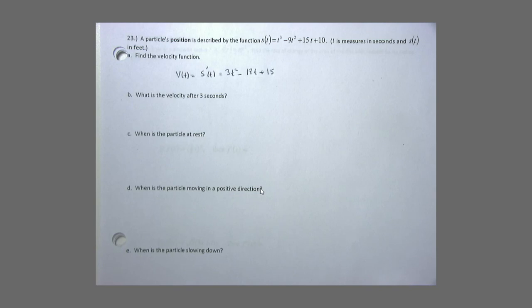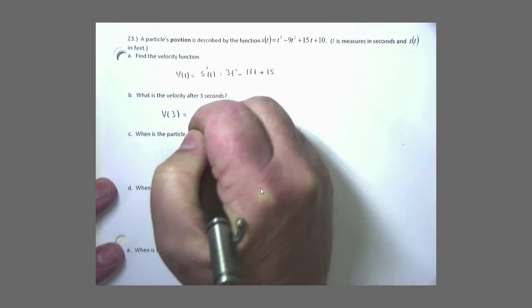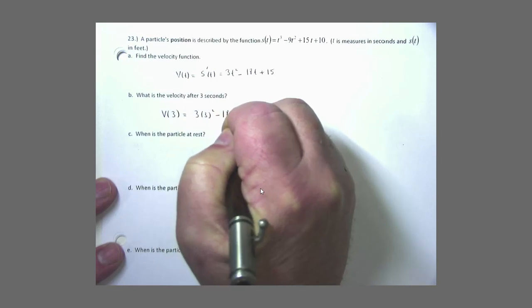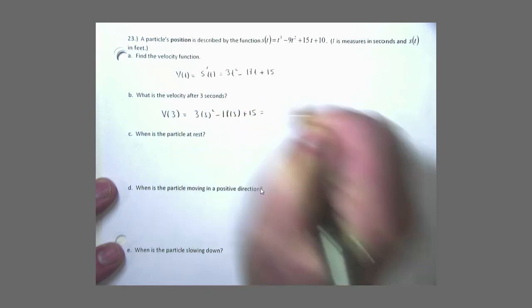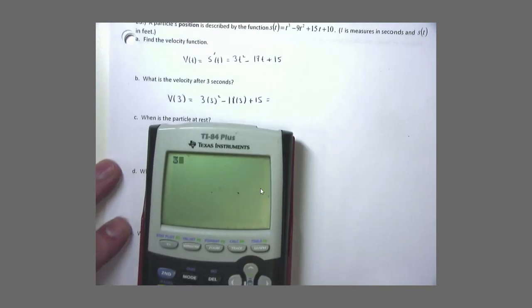Part B. Again, these are word problems. What's the velocity after 3 seconds? Well, what am I going to do? Plug in 3. So v of 3, velocity at 3 seconds. This would be 3 times 3 squared minus 18 times 3 plus 15. And I'll use my handy dandy calculator for that.